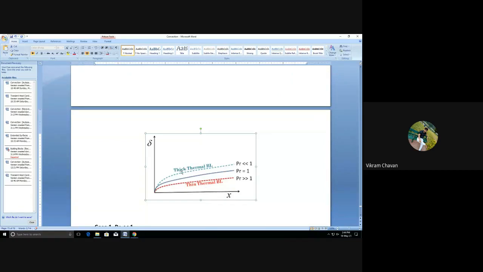Okay, so thick means the height of the thermal boundary layer is greater than the velocity boundary layer. Thin means the height of that particular thermal boundary layer is lesser than the velocity boundary layer. And the middle line is representing the velocity boundary layer. In the case of the middle line, the thermal boundary layer collapses with the velocity boundary layer, so we get only one line for the thermal boundary layer and the velocity boundary layer.